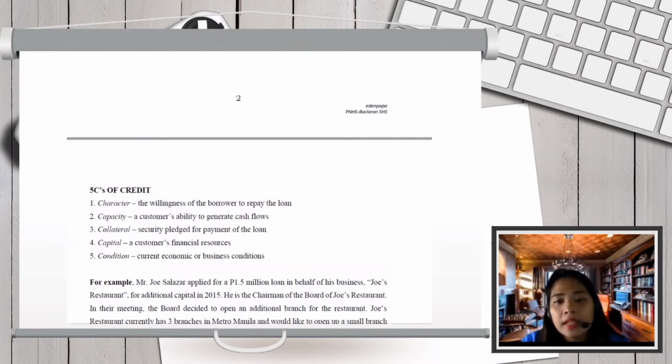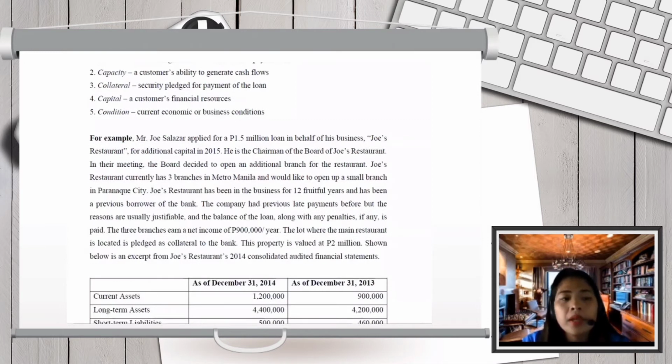So, may mga tinitingnan silang mga factor. Number 1, character. The willingness of the borrower rather to repay the loan. May kakayahan bang magbayad? May trabaho ba na regular? Mamaya kasi contractual lang, right? Capacity, a customer's ability to generate cash flow. Yan. Paano malalaman yan? Regular ba siya sa trabaho?